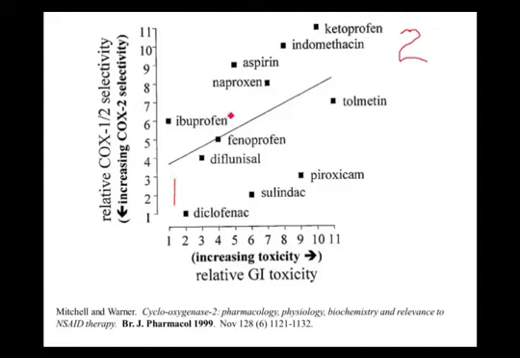Okay, but we talked about the difference in dosage. So you can shift this curve of where aspirin falls depending on the dose. A high dose aspirin will be more COX-2 specific, and a low dose aspirin will be a little bit more COX-1 specific.